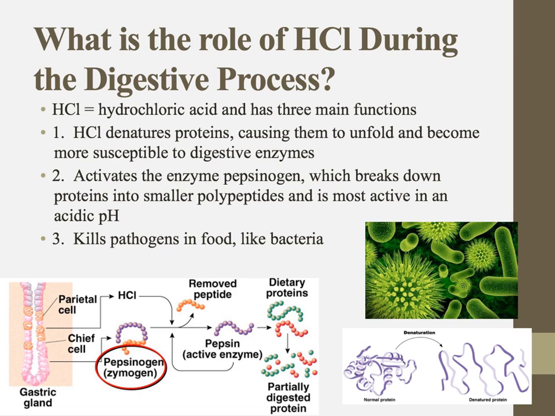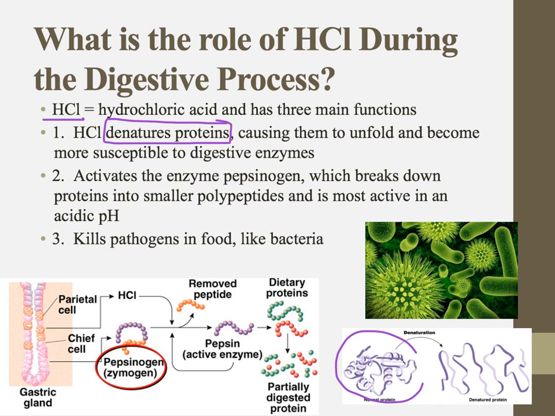Okay, now let's go back and think about the stomach for a moment. So we keep talking about gastric juices, low pH. The low pH in the stomach basically stems from the production of HCl, hydrochloric acid. And the hydrochloric acid in our stomach is going to have three main functions. So the first thing it does is it denatures proteins.